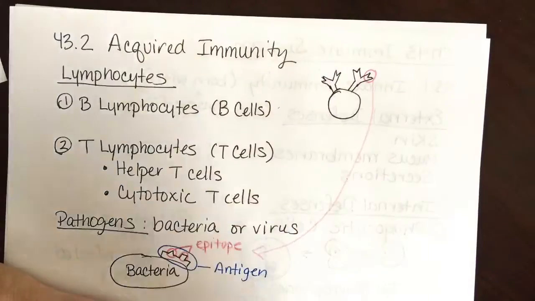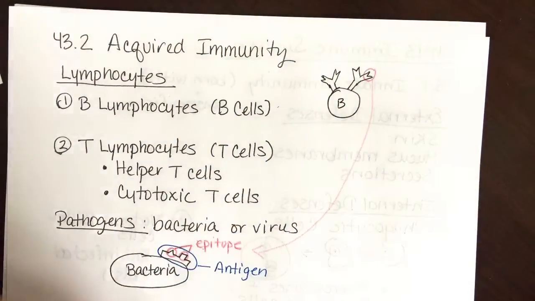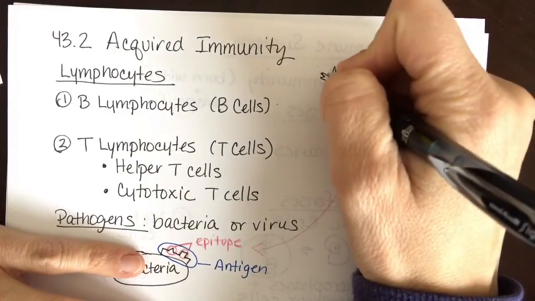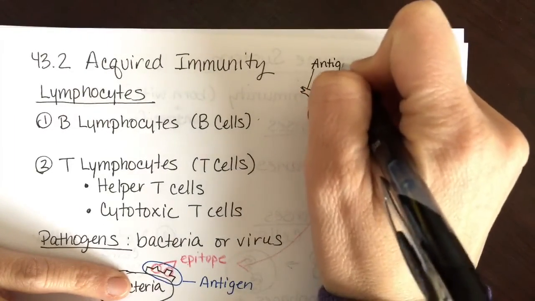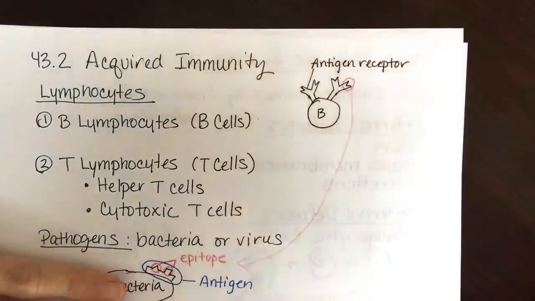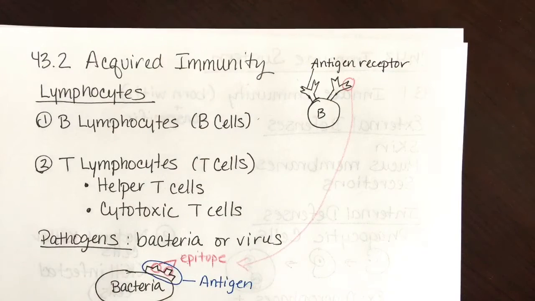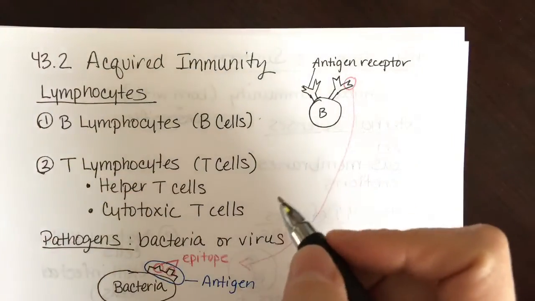Like that. And there would be lots of them. So this is your B cell, and these are called your antigen receptors. And then a T cell. So let's look at the T cell here.